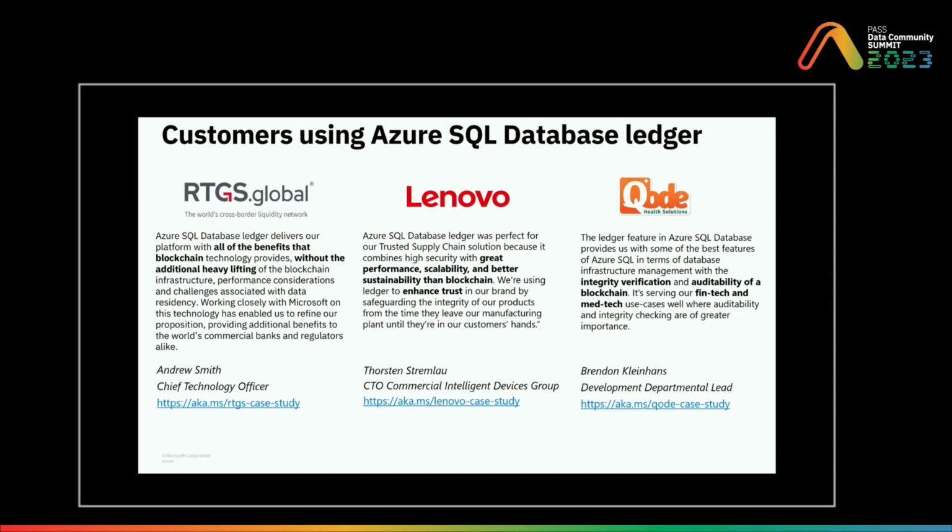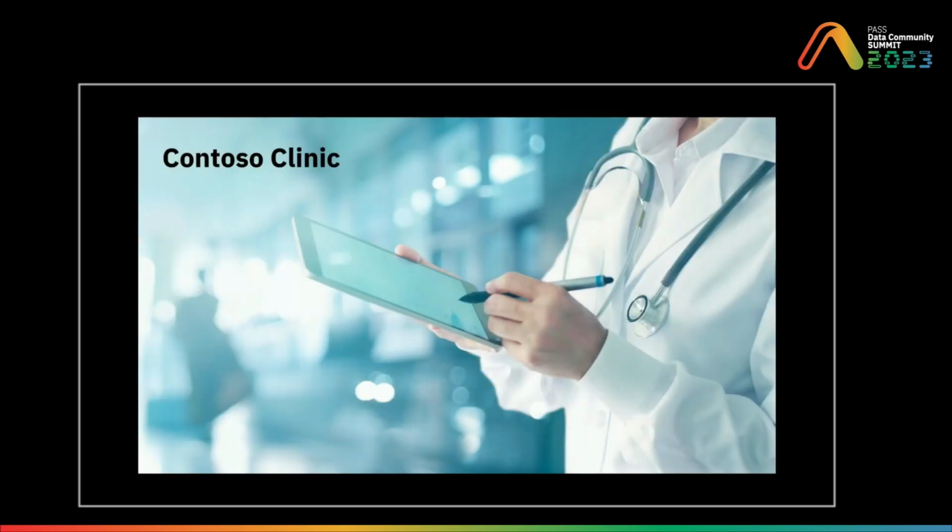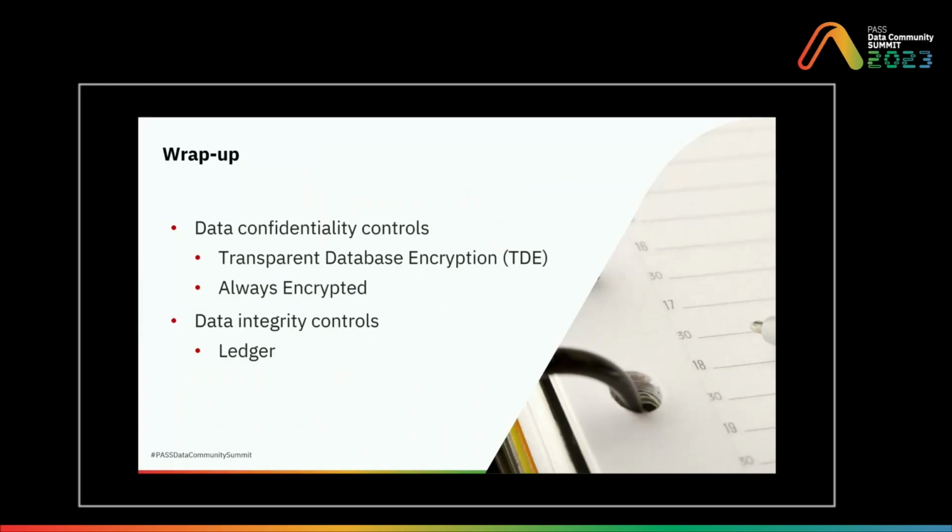And Code is a customer in South Africa that we've worked with, and they were storing the COVID vaccination status of every person in South Africa in a ledger table. So that also had to be tamper-proof. So these are just two use cases, and the links are there below if you want to read more over the weekend. All right. And I think I'm done talking.